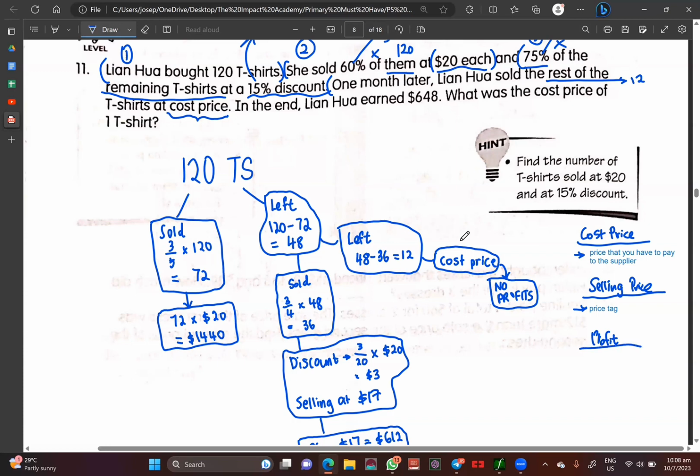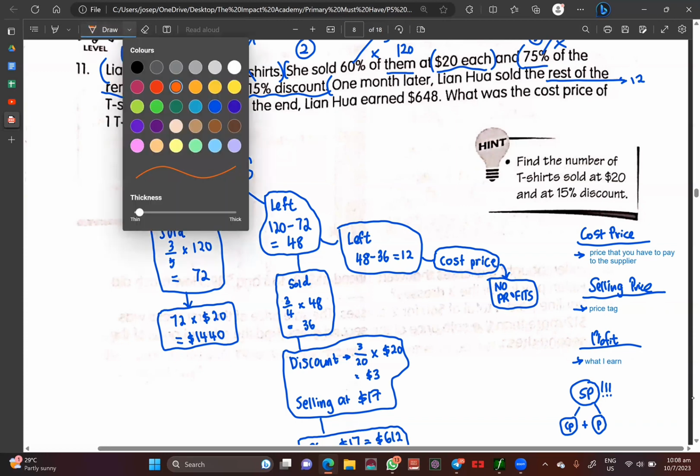Of course, profit is basically what you earn, what goes into your pocket. So over here you can say what I earn. Now if you're wondering whether all of these are related, yes, definitely. Selling price is the one that is the greatest amount, and then the cost price is over here. So the cost price plus the profit will give you the selling price. Always remember that.